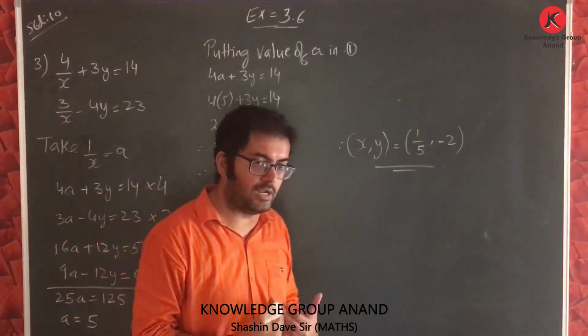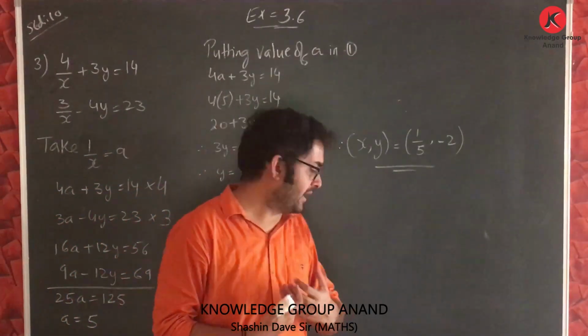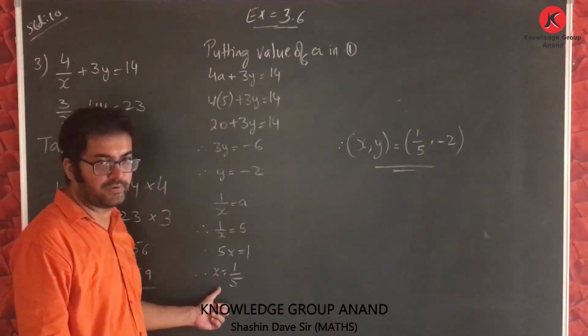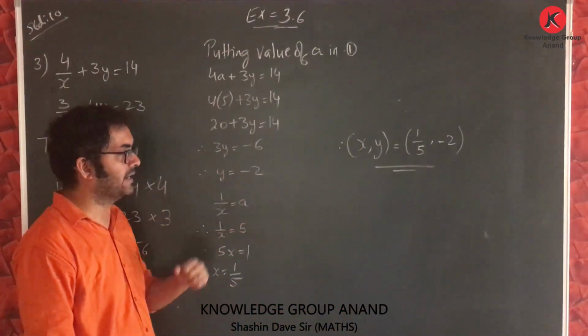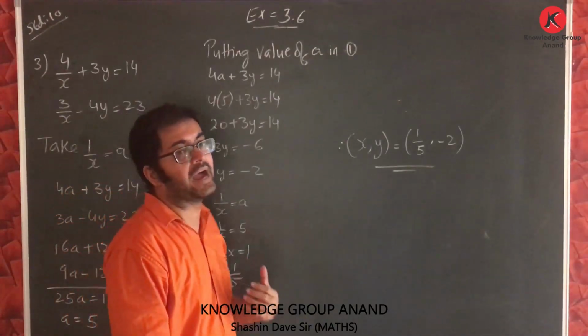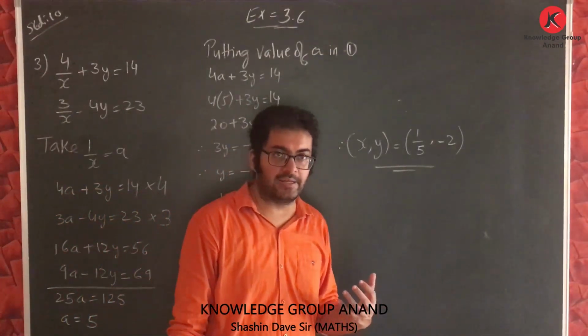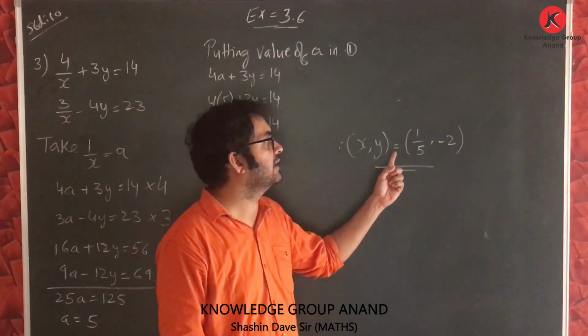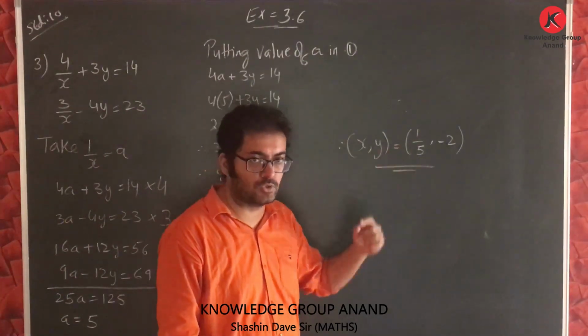So now I have the value of x, I have the value of y. The value of x is 1 upon 5. The value of y is minus 2. So my final solution set, that is x, y is 1 by 5, minus 2.